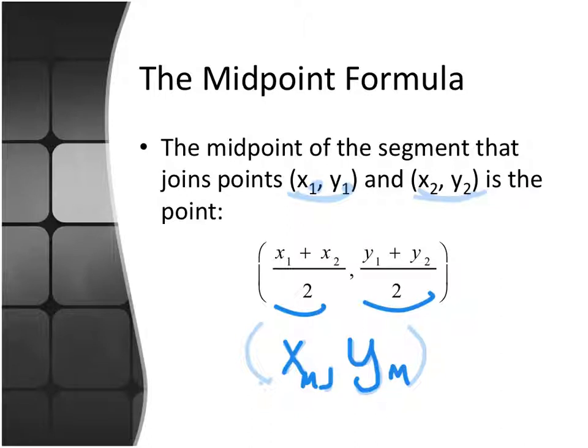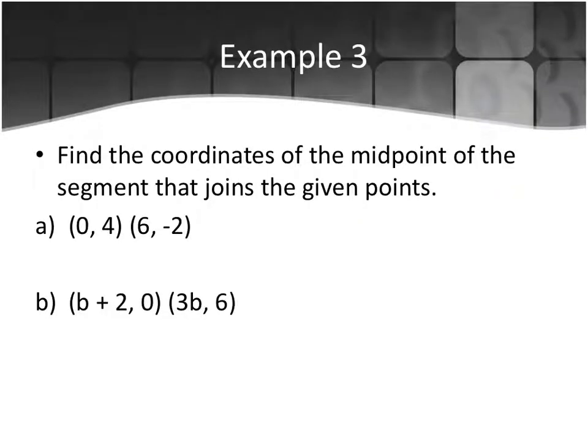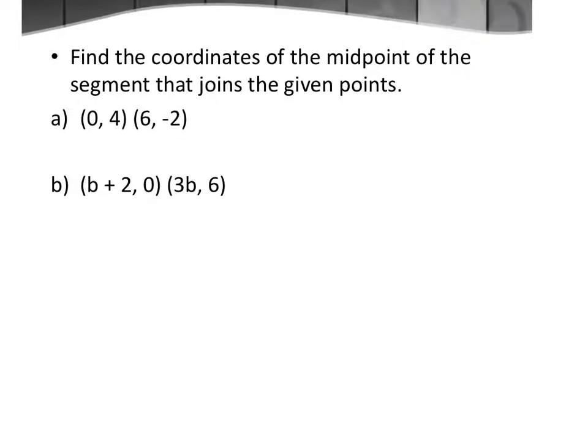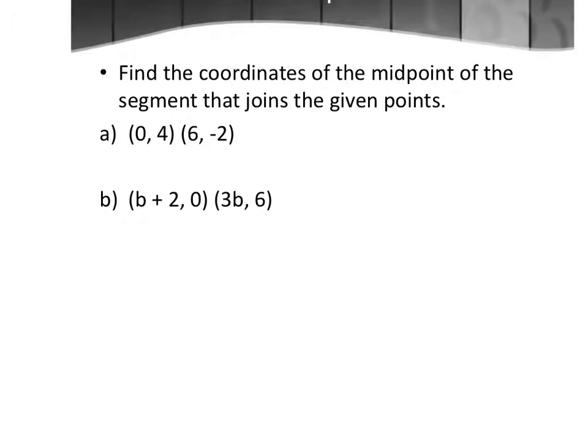Let's practice using this formula. Okay, so we have two problems that they're asking us to practice with. The first one is just two ordered pairs. I'm going to say that my first ordered pair, the 0, 4, is going to be my x1 and my y1. And this will be x2 and y2. I'm now going to plug it into the formula that you wrote on the previous slide.